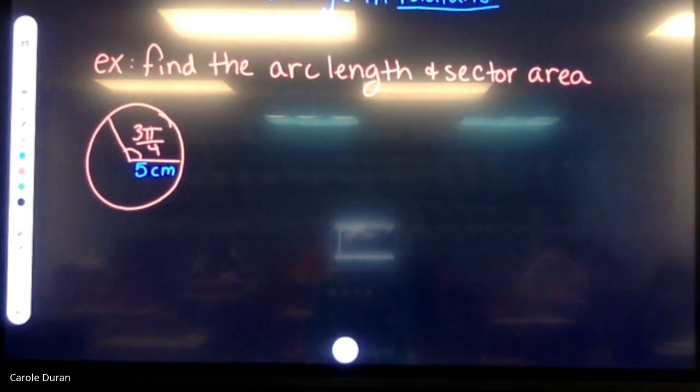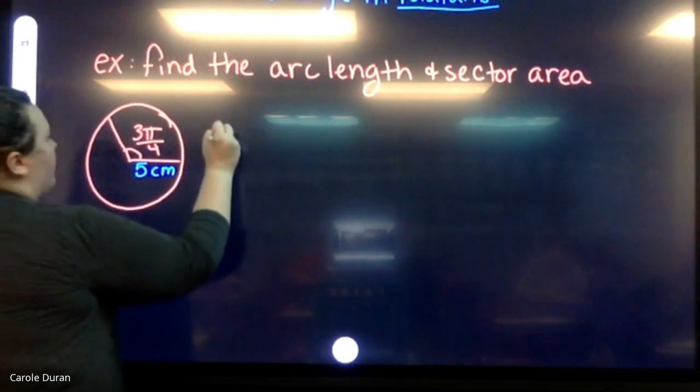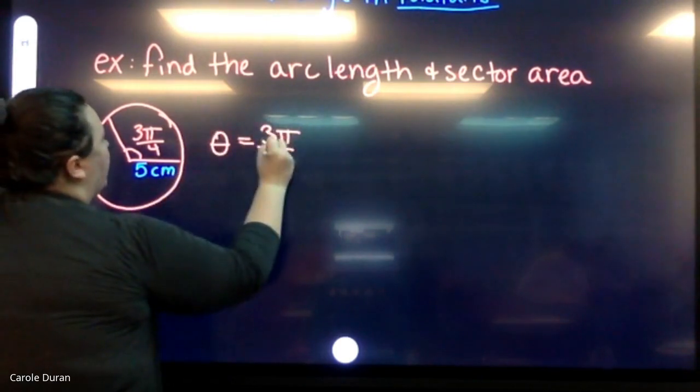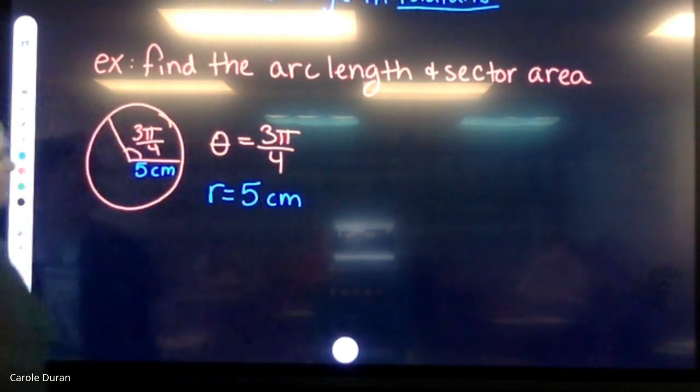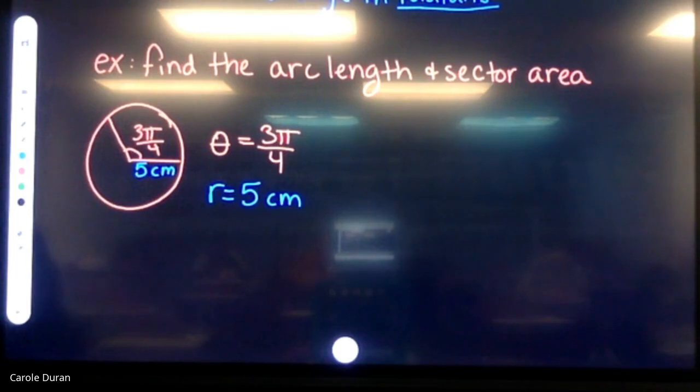So when I see the picture or when I see it written out, I like to pull out the important information. So the first one is that my theta is 3 pi over 4, and my radius r is equal to 5 centimeters. Do I need to change my angle at all? It's already in radians, so I don't have to convert it at all to do these calculations. If it's at 110 degrees or 115, then I would have to convert it to radians first. Since I don't, I can just go ahead and plug this into the equations.